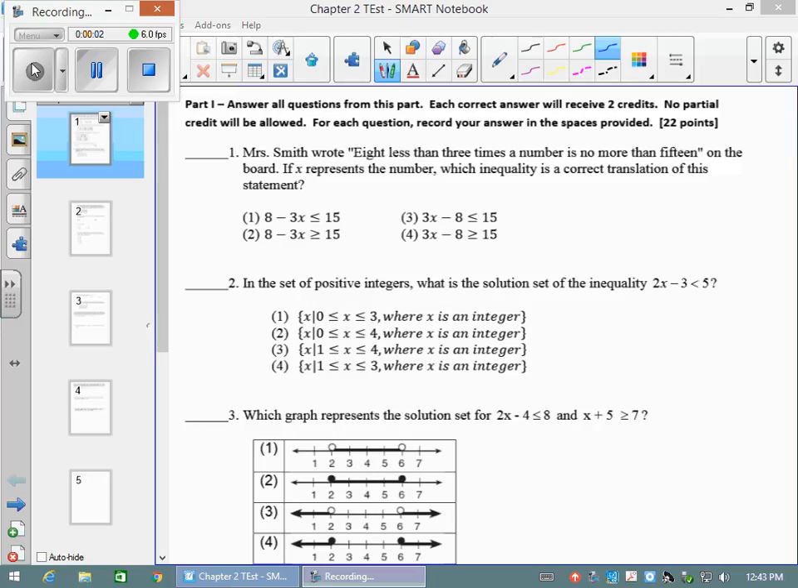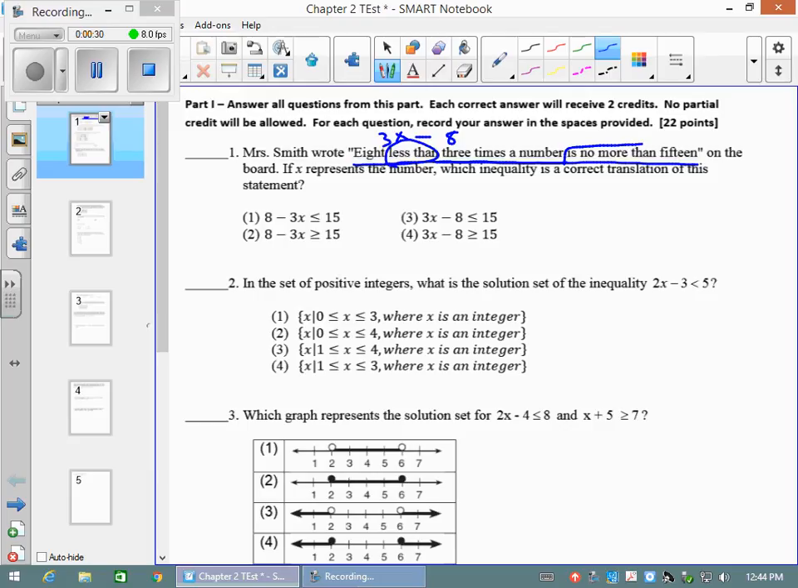Question 1. You have to read the words carefully. 8 less than 3 times a number is no more than 15. So "less than" is a reversal. What that means is what comes after the words "less than" goes first: 3 times a number. So this statement, 8 less than 3 times a number, should be 3x minus 8.